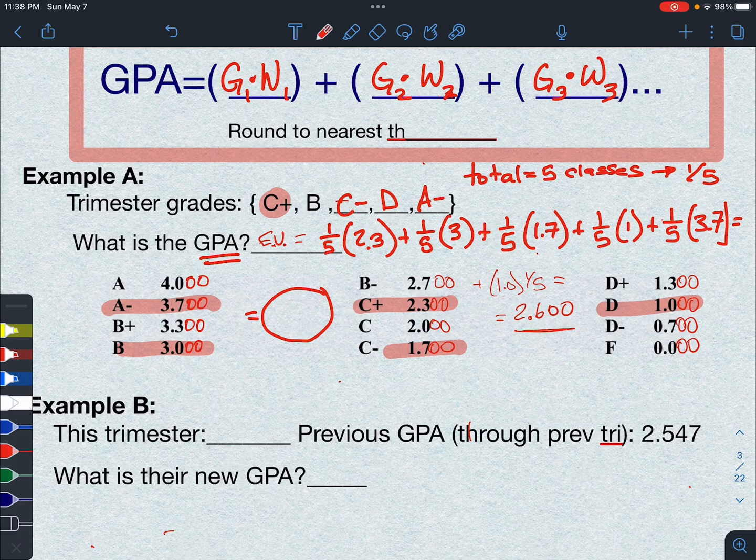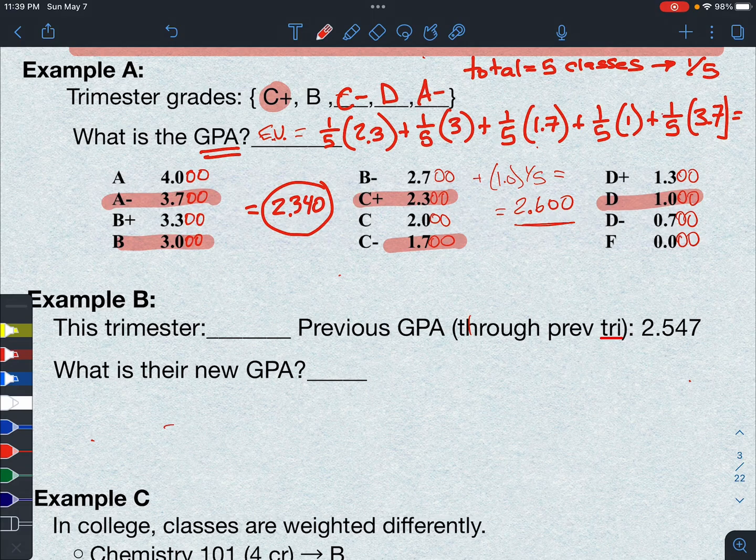Plus, okay, on the last piece here, I got a 2.34. Is that what you got? I hope so. All right. So some of these problems will take a little bit long. Make sure you show your work, do each piece. And here we go, example 2.